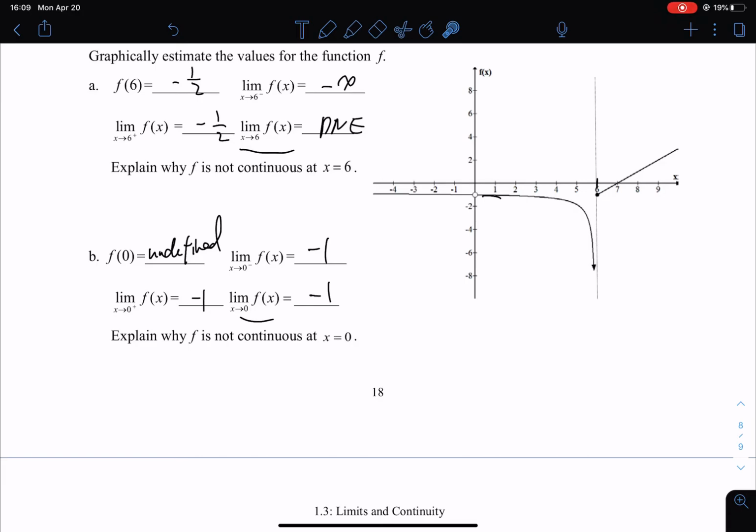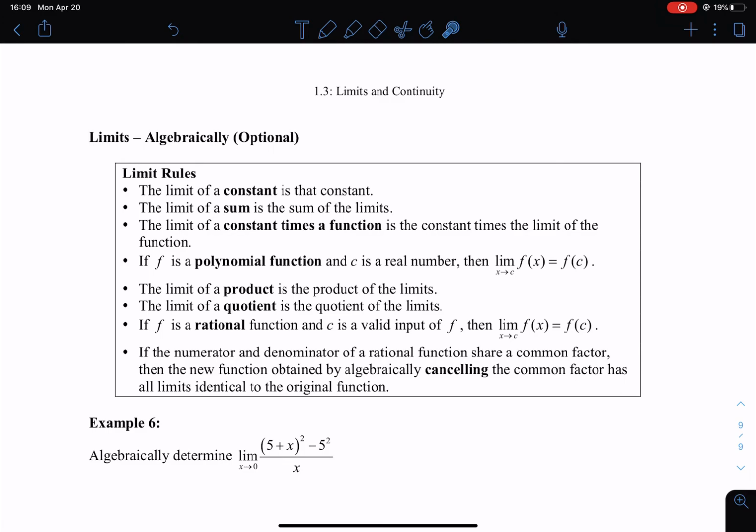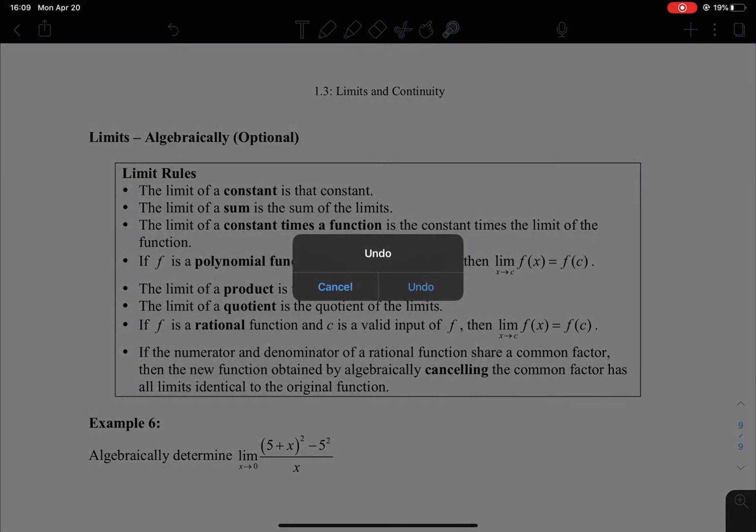That is because, let's check the first condition. The function is not defined at 0. So the function is not continuous because the function is not defined. And the next one is the optional part. Just ignore it. So next, section 1.4.